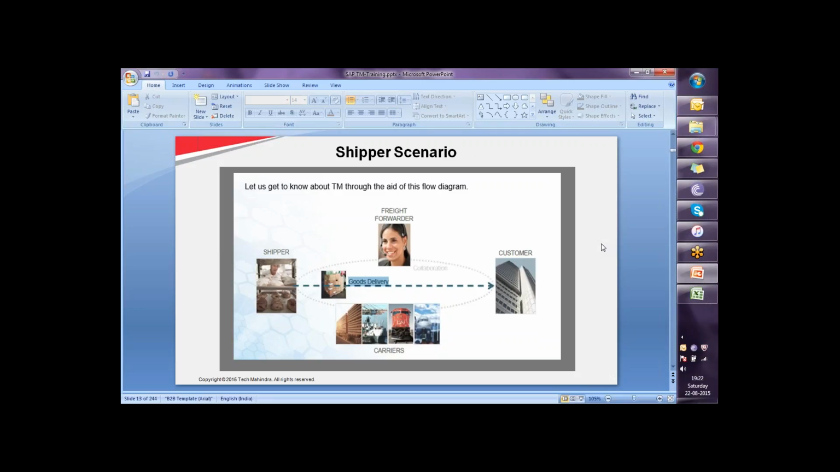Okay. It's the shipper scenario. Here everything is driven by the shipper only. So the shipper basically has a customer already, and the shipper hires a freight forwarder to manage the supply chain. So nothing is driven through the customer. Nothing is managed by the customer. Everything is managed by the shipper only. They manage their carrier, they manage the freight forwarder for the smooth delivery, everything.